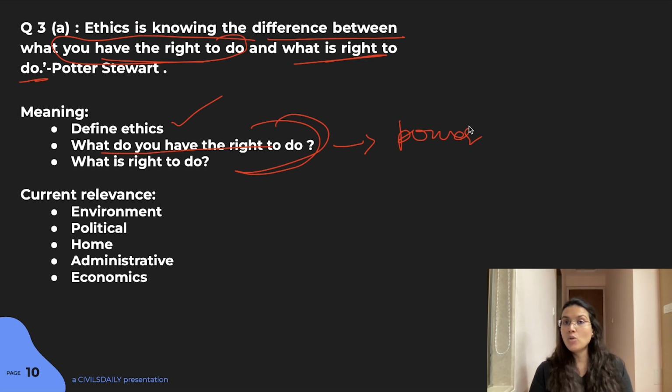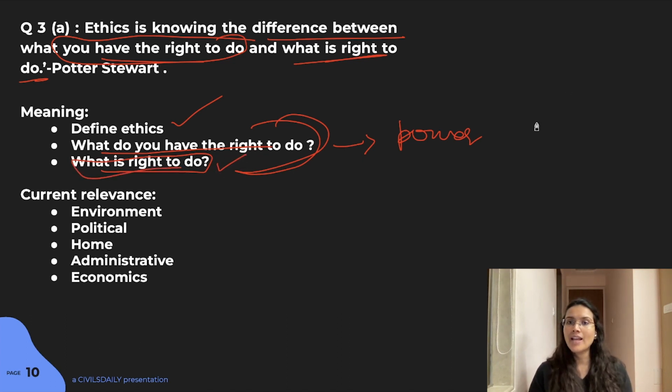So when you talk about national interest at the cost of some other country, that is again what you have the right to do. Again, you have the power to do. So those kinds of things, an international element also you can add in here. You can talk about even the smallest scale here. You can talk about a parent also. You have a lot of power or influence over your children, right? So again, these are the things. What is right to do? Then highlight these things.